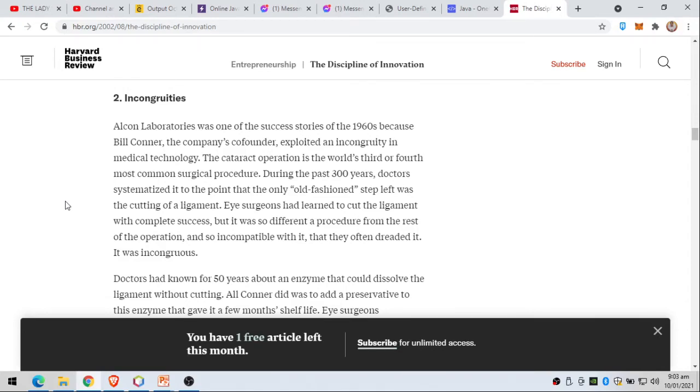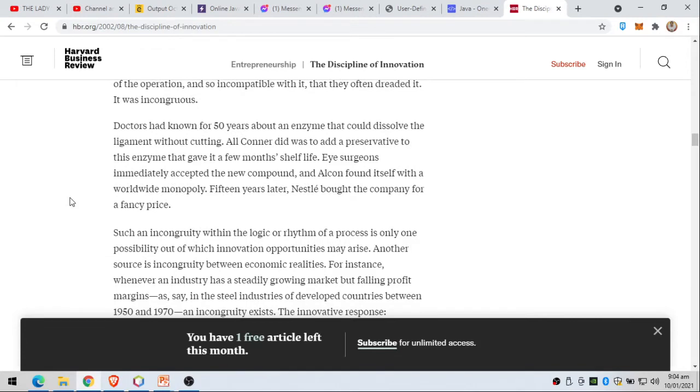During the past 300 years, doctors systematized it to the point that the only old-fashioned step left was the cutting of a ligament. Eye surgeons had learned to cut the ligament with complete success, but it was so different a procedure from the rest of the operation, and so incompatible with it, that they often dreaded it. So it was incongruous.